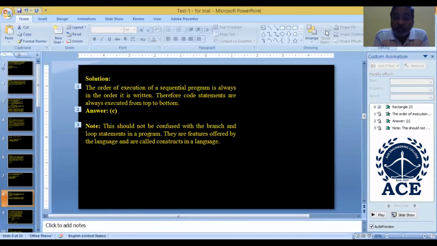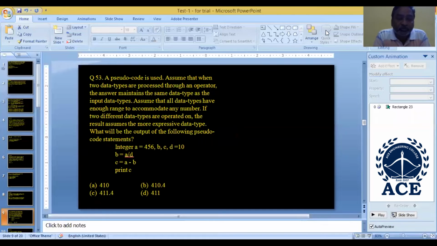This should not be confused with non-sequential programming. They are definitely sequential programming, but the sequence is being defined by the programmer, and the programmer doesn't decide arbitrarily because the solution to the problem demands that jumping. These are used by the programmer. So no confusion there. Next question.